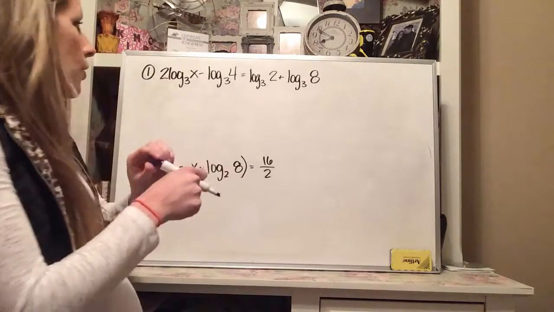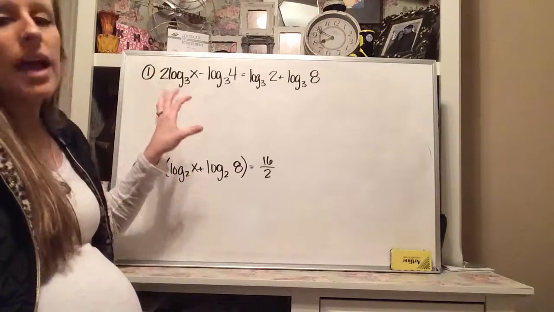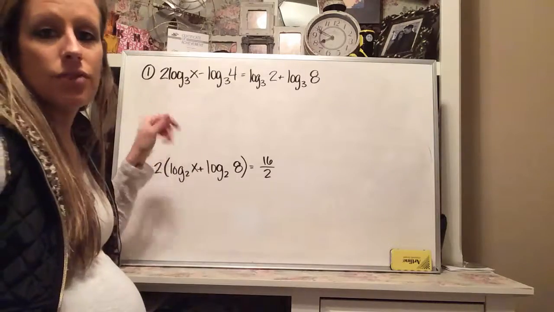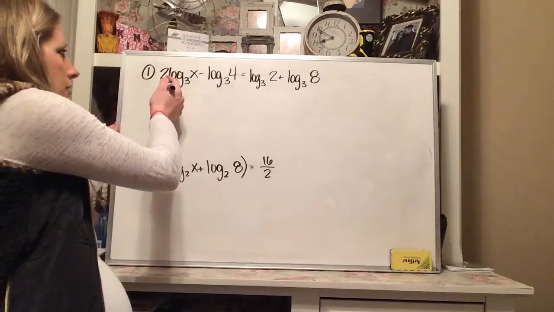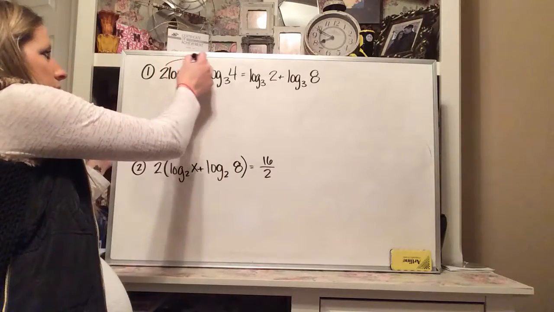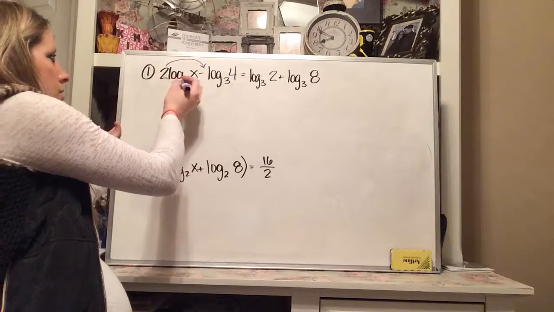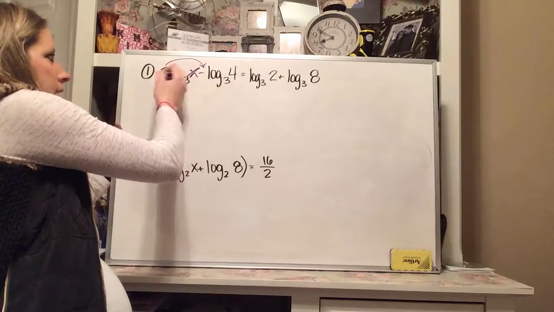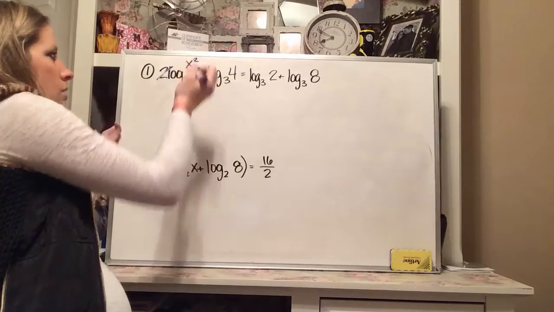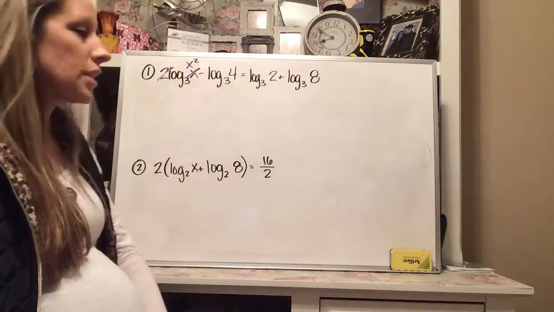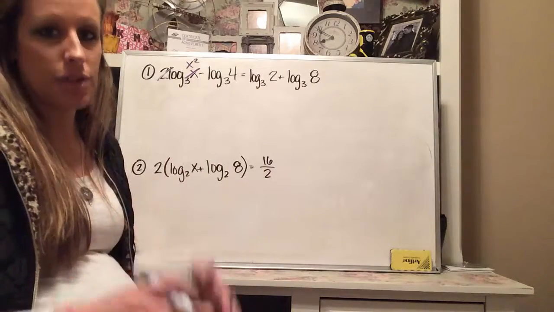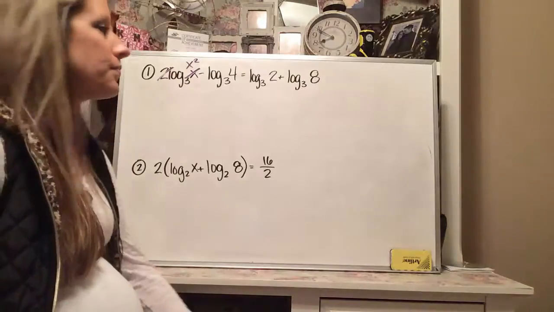Alright, so what I like to do is fix the ones that have a number in front of the log. So my first term has a 2 in front of the log. That 2 is going to go as an exponent. So this is going to be x squared. So log base 3 of x squared. I like to fix those first. And then I'll start in on my adding and subtracting and simplify those.